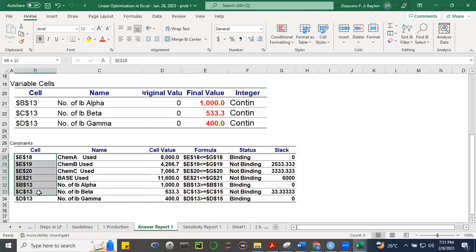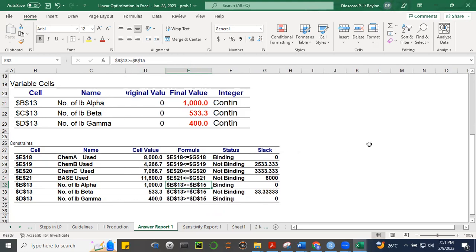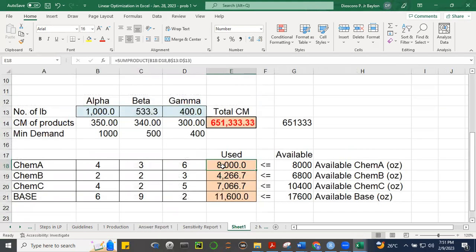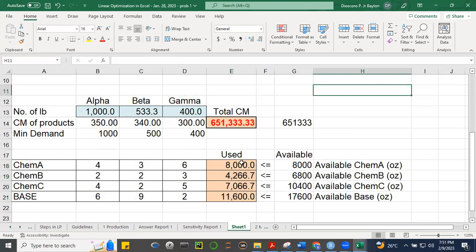Okay, these are your left-hand sides, and these are the formulas. E18 should be less than or equal to G18. B13 should be greater than or equal to B15. This is what we put in our solver. And then the cell value, this one is your left-hand side, 84,266.67, etc. So we have our left-hand sides and our right-hand sides.